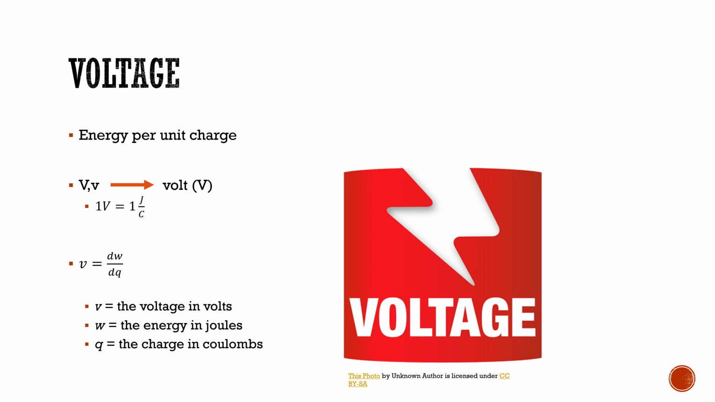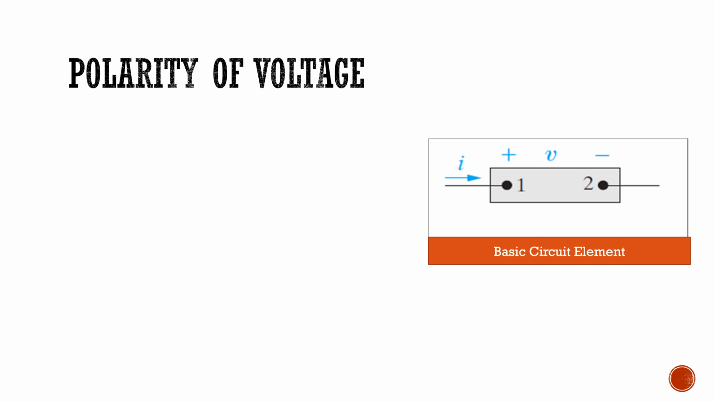We defined voltage as the energy per unit charge, expressed as dW over dQ, where V is the voltage in volts, W is the energy in joules, and Q is the charge in coulombs. For voltage, we use the plus-minus polarity convention, shown in the figure of the circuit element.